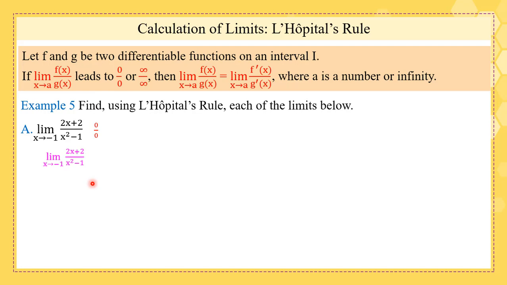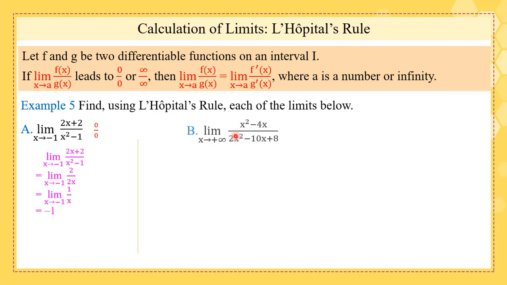L'Hopital's rule states that we derive the numerator alone and then the denominator alone. So this becomes the limit as x tends to negative 1 of 2 over 2x, and if we simplify, we get the limit of 1 over x, which is negative 1. One might ask whether we can use the simplification method or not. Of course, we can use the simplification method. And in fact, this is the same limit as the one that was given before in the simplification method slide.